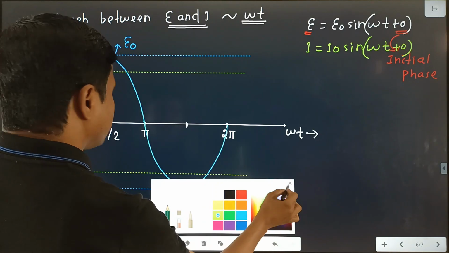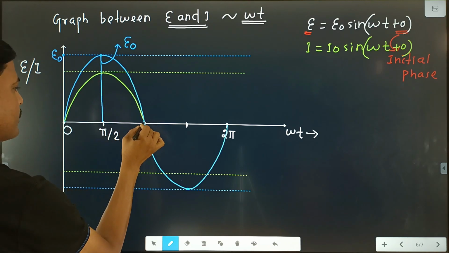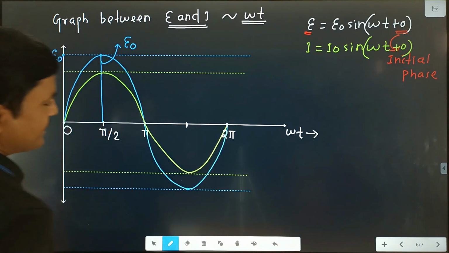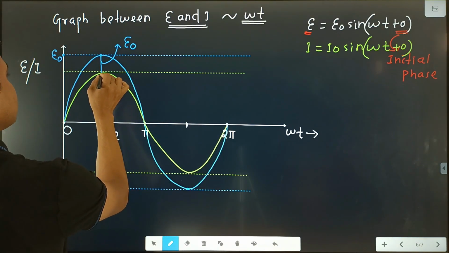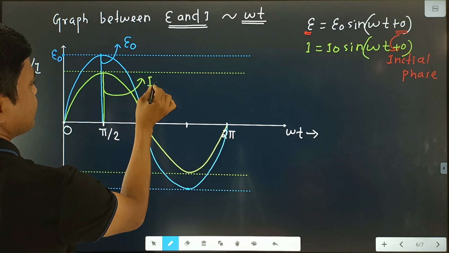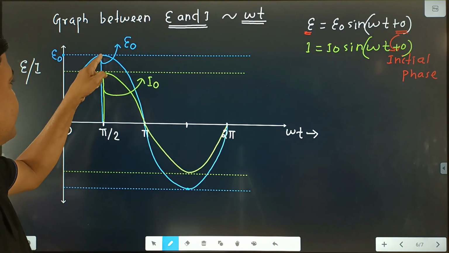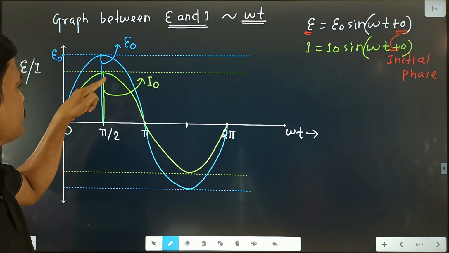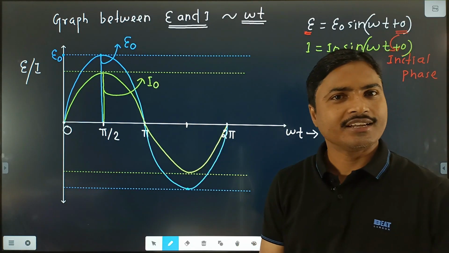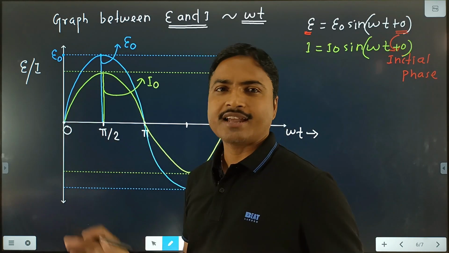Now you draw the graph. This is for current, this is for the positive half cycle, and this is for the negative half cycle, and this is the maximum value of current. This maximum value of current we write as I0. This is the graph between alternating EMF and omega t, and also current versus omega t, because both are in the same phase. So the starting point of both EMF and current are the same.